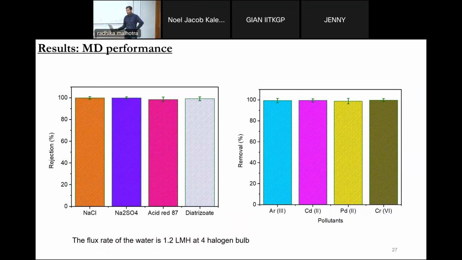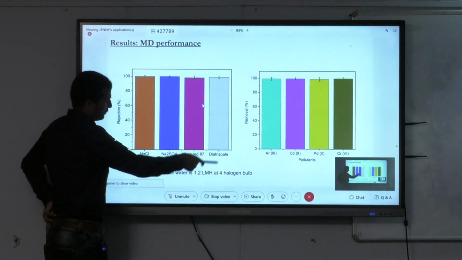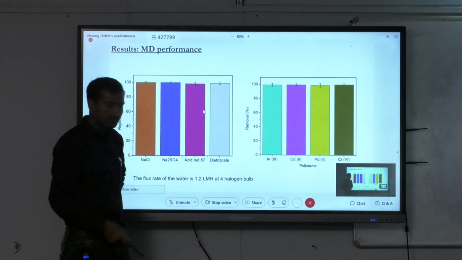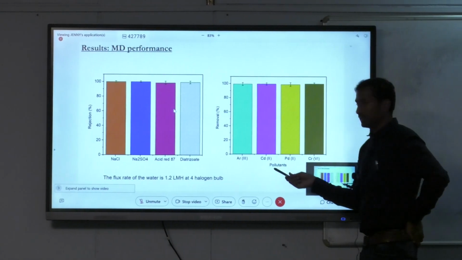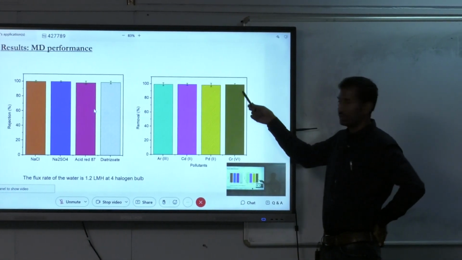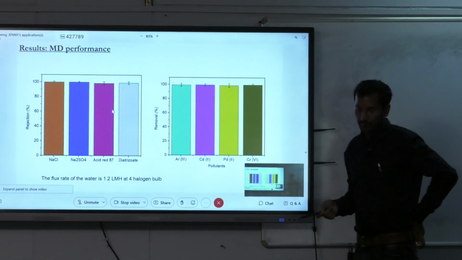And we checked the performance of this membrane distillation membrane, this laser induced graphene membrane. We almost get 99 plus percent rejection for sodium chloride and sodium sulfate, and the kind of textile dyes, also for one of the pharmaceutical compounds. Also we studied the heavy metal ions arsenic, cadmium, lead and chromium. So, we get almost 100% removal.